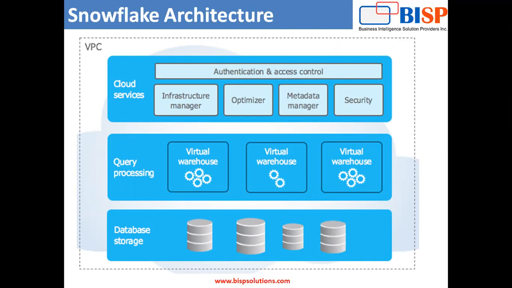And the third one we have is the cloud services. Basically the cloud services layer is a collection of services that coordinates the activities across Snowflake. Here we have authentication, infrastructure management, optimizer, and metadata manager, and access control that comes under security. Now that's the Snowflake architecture.